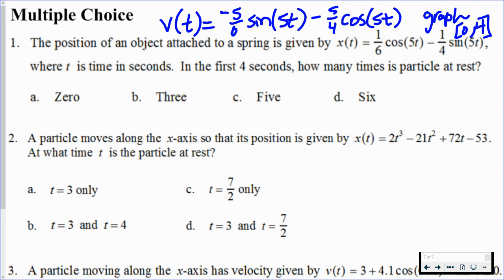Now, we are only interested in where it's at rest, so where it's touching 0. So you could change your y min and max to like negative 2 and 2, so that you're only looking really close to the x-axis. If we take a look at that graph in the first 4 seconds, velocity is equal to 0 6 times.